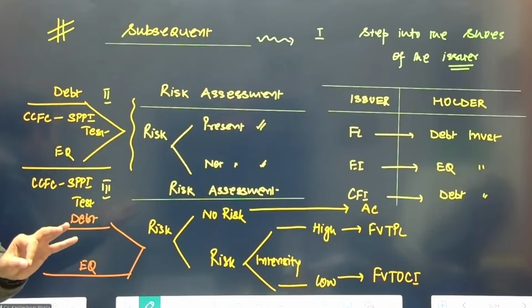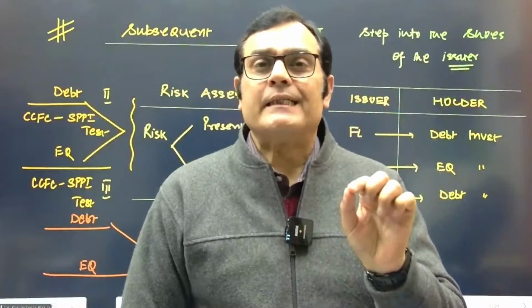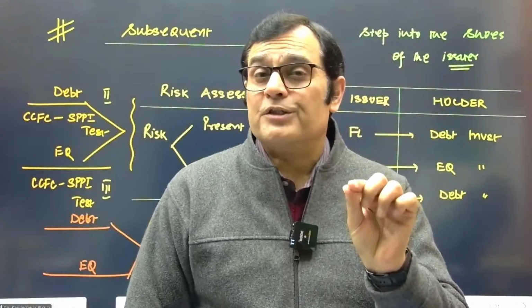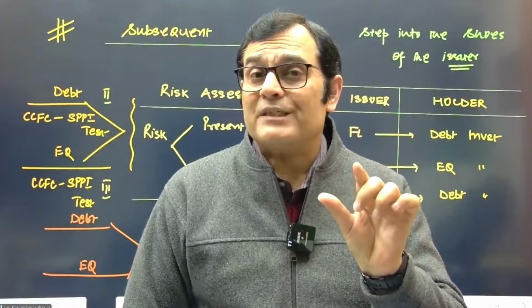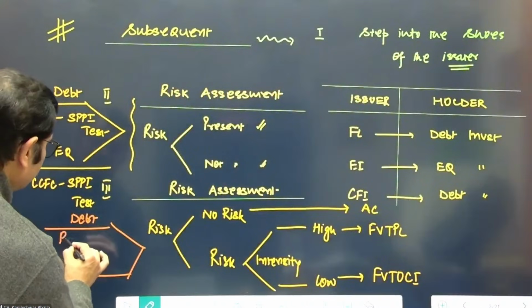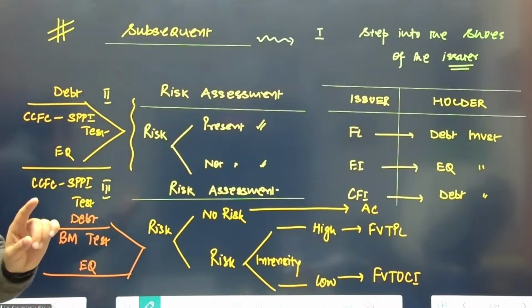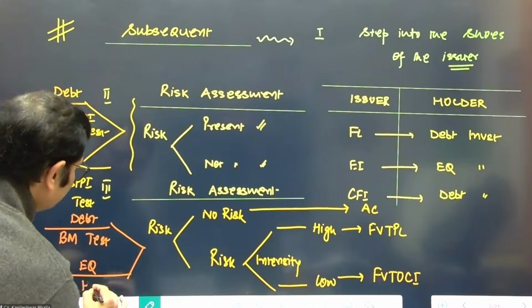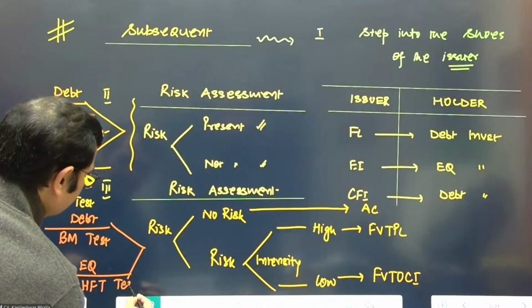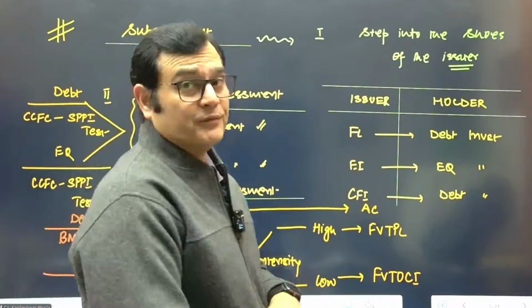Would you like to recall and tell me which test was there in terms of debt investment? When you look at the intensity of the risk from debt investments, what is the model which makes an evaluation? And that's wonderful indeed. It's called the business model test, the BM test. And in terms of equity, we decided that there is going to be a different test. And what was that test? That is called the HFT, held for trading test, which is going to help you to decide the intensity of the risk.